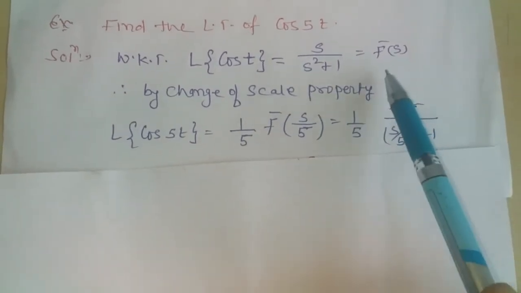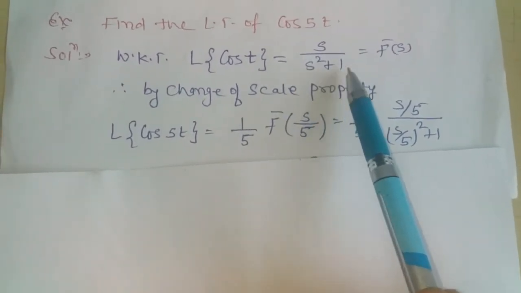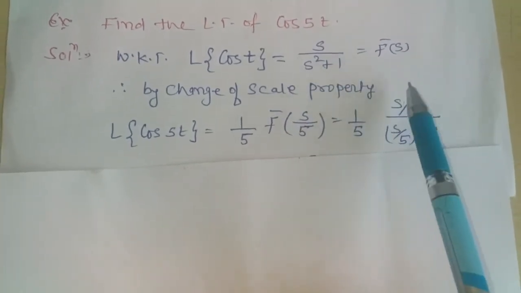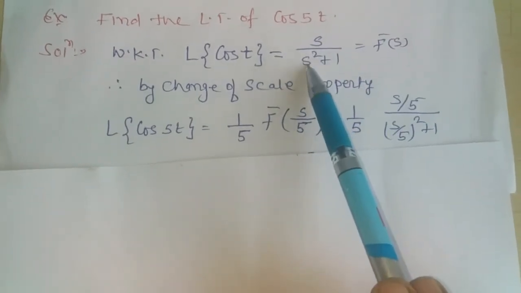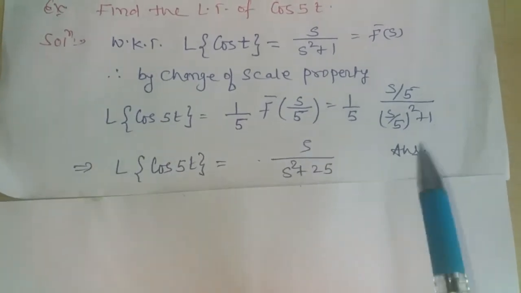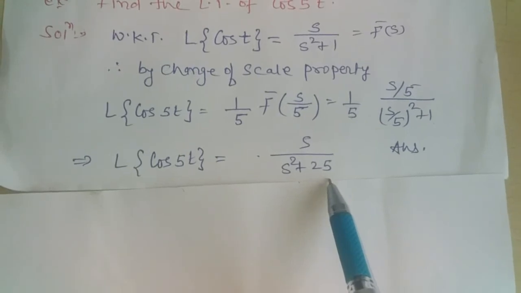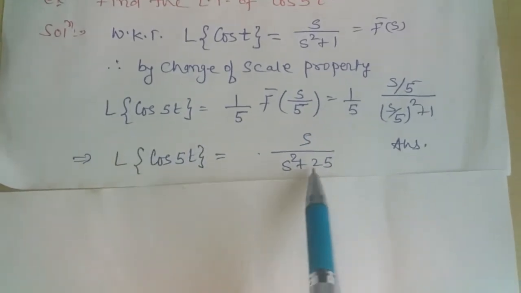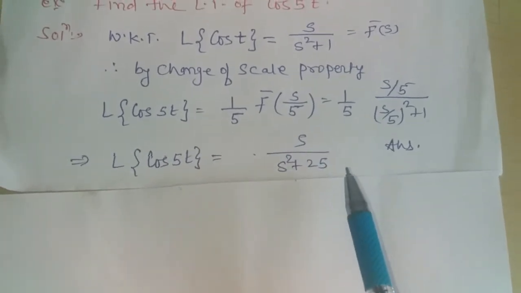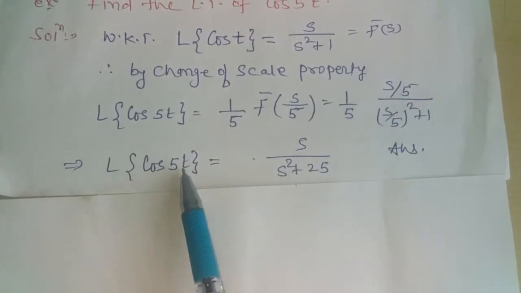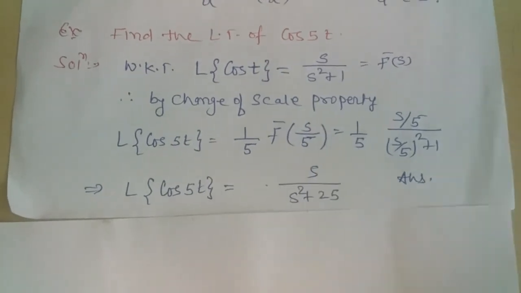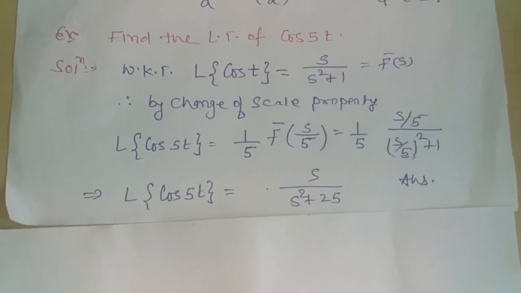And here the F̄(s) function is s/(s² + 1). So in place of s, we write s/5, and we get (1/5) times (s/5)/((s/5)² + 1), which after simplification gives s/(s² + 25). This is the Laplace transform of cos 5t. We can verify this result by using the formula that the Laplace transform of cos at is s/(s² + a²). So these are a few properties of the Laplace transform.